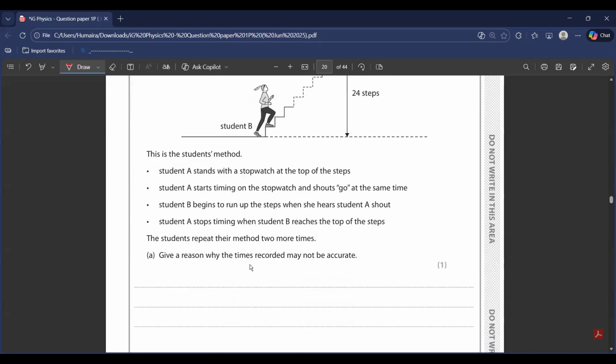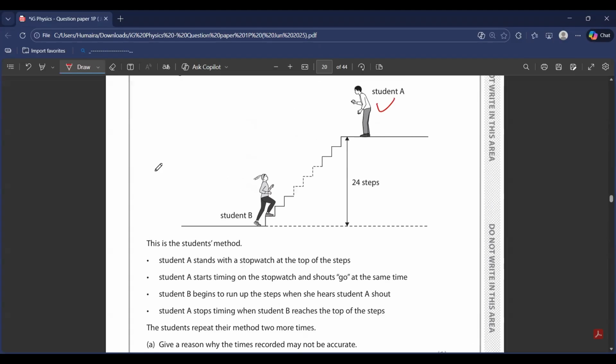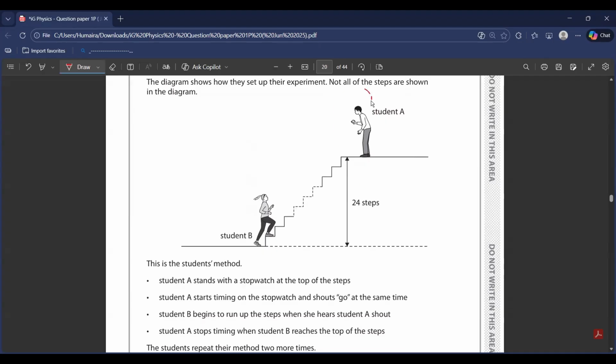Give a reason why the times recorded may not be accurate. Simple, because he will have a reaction time. He's a human, right? So of course humans cannot react to something immediately. At first we react. Maybe we do not realize that we are reacting, but we do react, right? The average reaction time of all humans is probably in a range like 0.3 seconds.